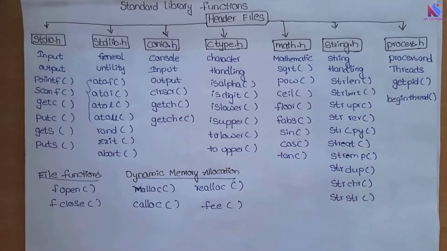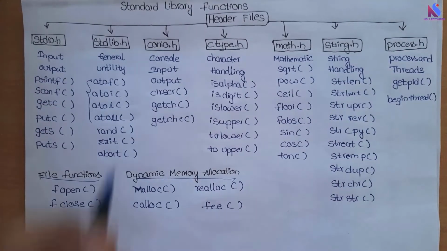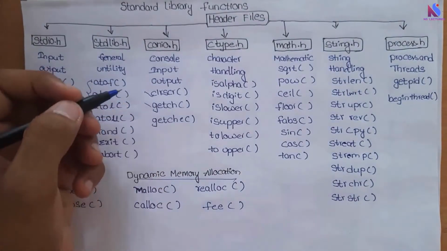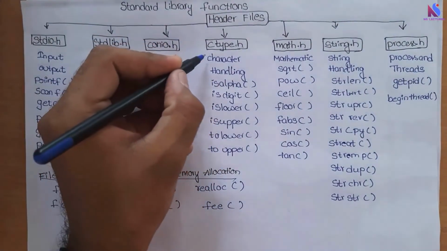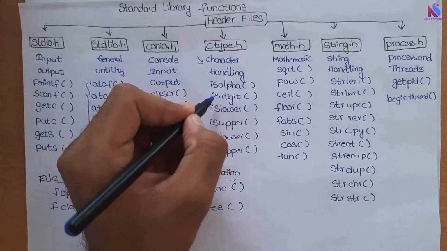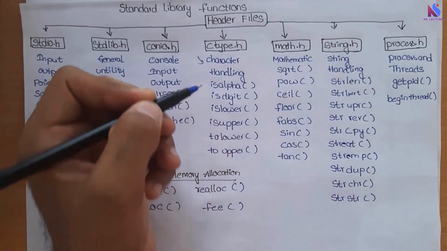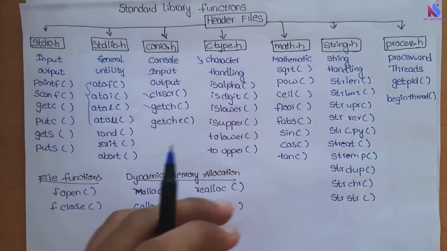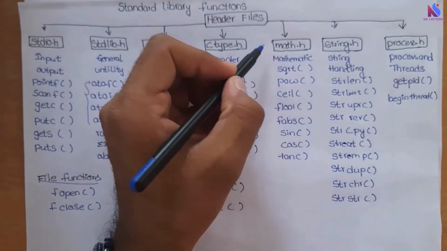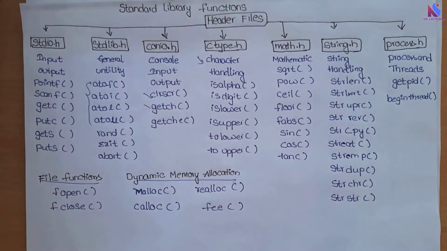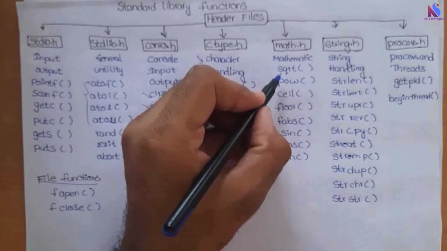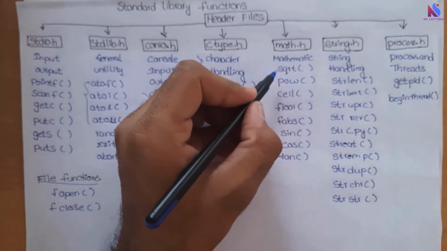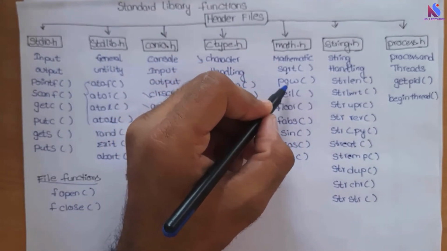And next, conio.h contains functions such as clrscr, getch, and so on. And next, ctype.h contains functions such as isalpha, isdigit, islower, isupper, tolower and toupper functions. And math.h header file contains mathematical functions such as the sqrt function, where sqrt stands for square root function, and pow, that means power function, and so on.